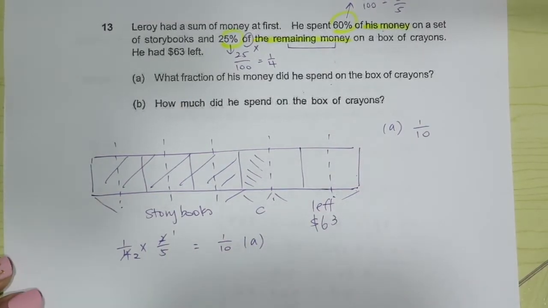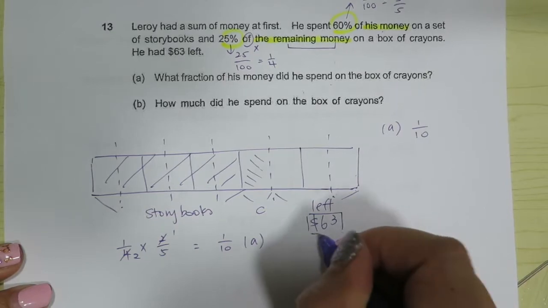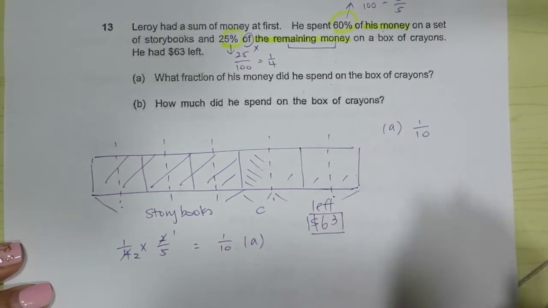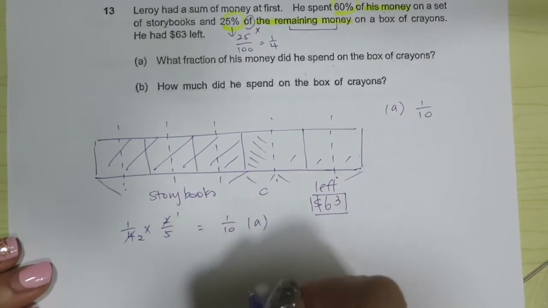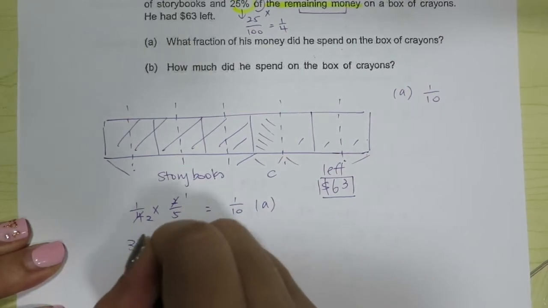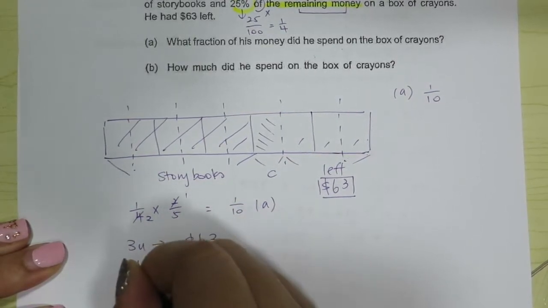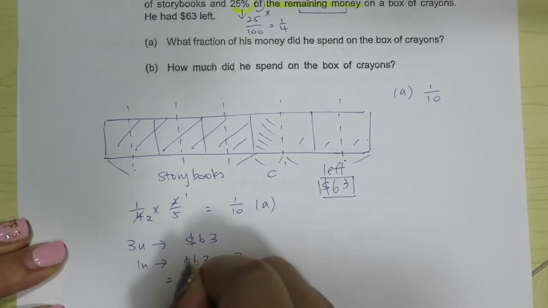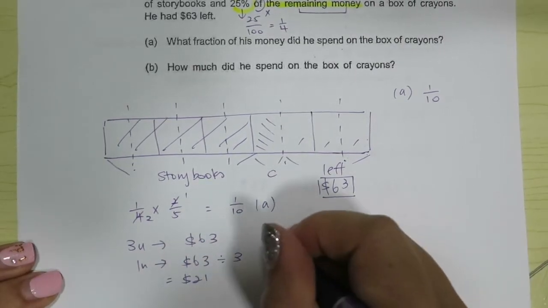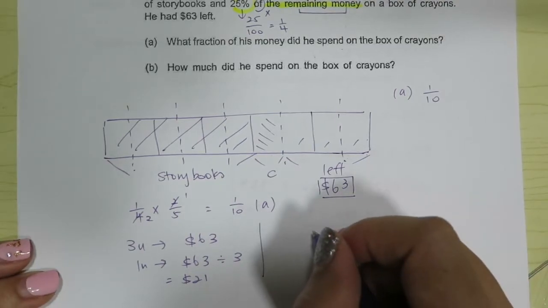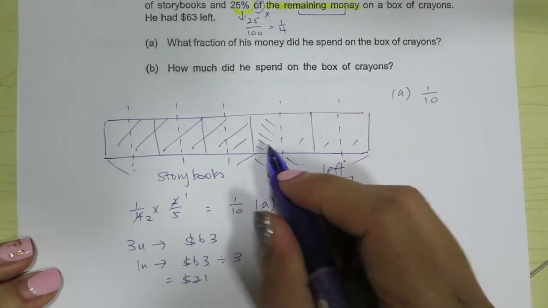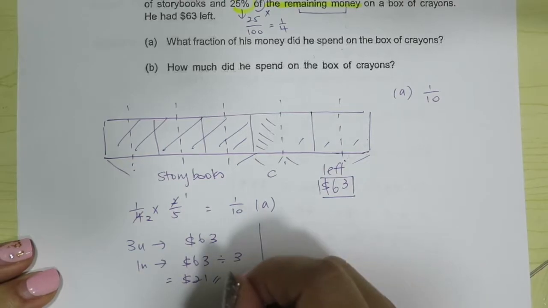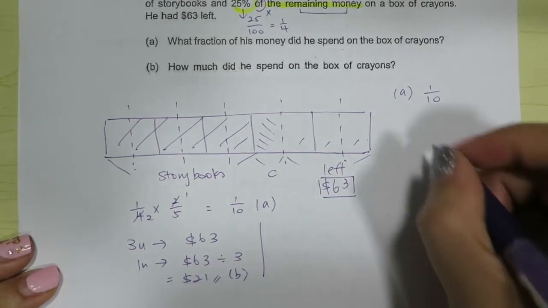Part B, how much did he spend on the box of crayons? So over here your clue is 63. You know 63 is 3 units. So 3 units, $63, 1 unit, 63 divided by 3. So go on to find the box of crayons, which is 1 unit. That's it. $21 is your answer.